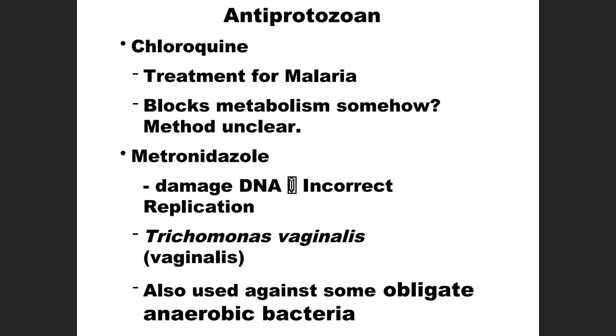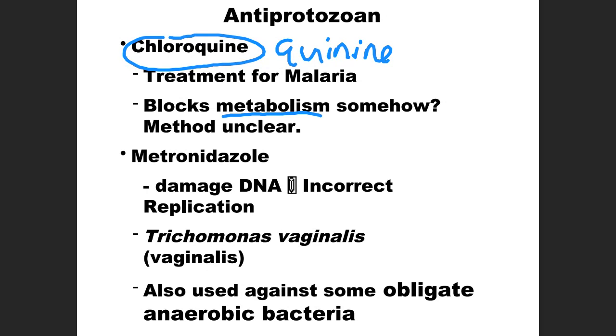Now, I want to talk about some medications that can be used against other things. So how about some antiprotozoan medications? We want to talk about chloroquine, or any drug that has quinine in it, or a derivative of quinine. Well, chloroquine or quinine is generally used to treat malaria. How does it work? We're not really sure. It's thought that quinine blocks metabolism somehow, but we just know it works.